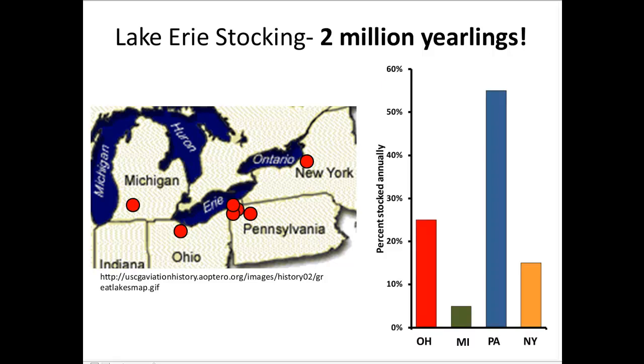In fact, they stock about 50% of all the 2 million yearling fish that are stocked every year in these rivers. So 1 million fish get stocked into this area right here. Ohio stocks about a half a million, New York about 250,000, and Michigan about 50,000 of these fish, okay?